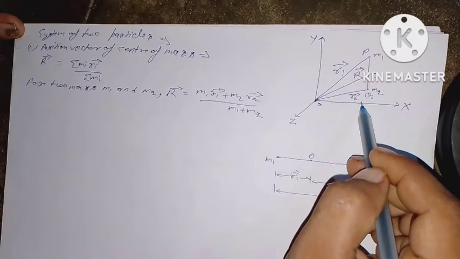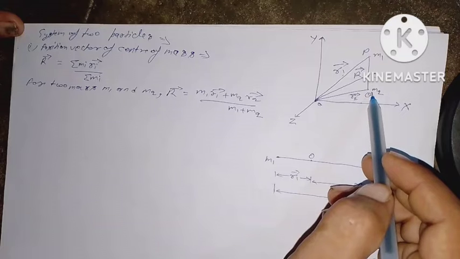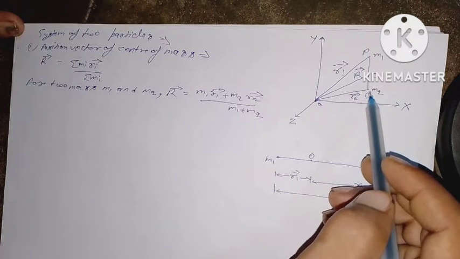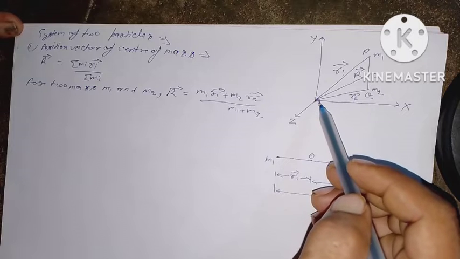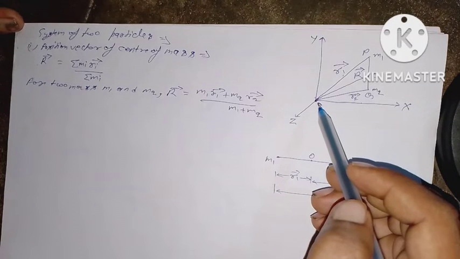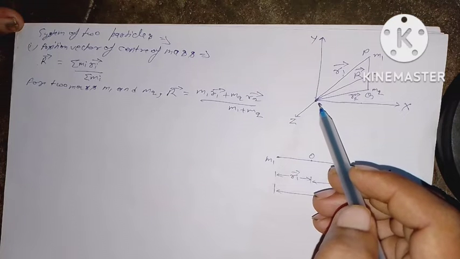R1 and R2 are the vector distances of the particles m1 and m2 respectively from the origin O, okay? If, however, the center of mass lies at the origin of the coordinate system, okay?